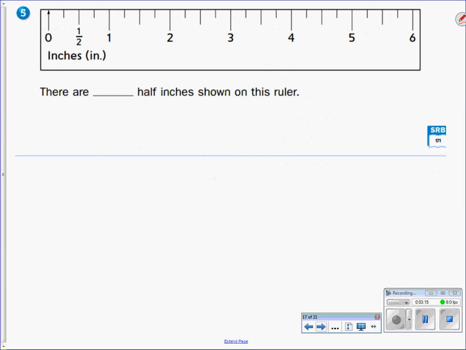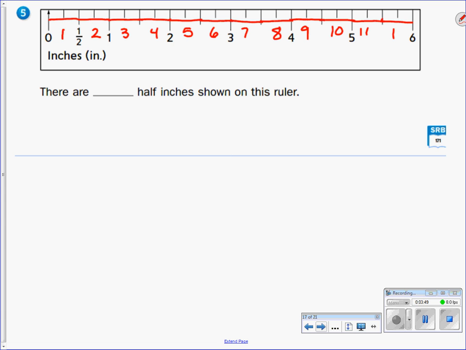And number 5, it says there are how many half inches shown on this roller? Okay, if I go from here to here, that's 1. To here, that gives me 2, 3, 4, 5, 6, 7, 8, 9, 10, 11, and that gives me 12 half inches on my roller.